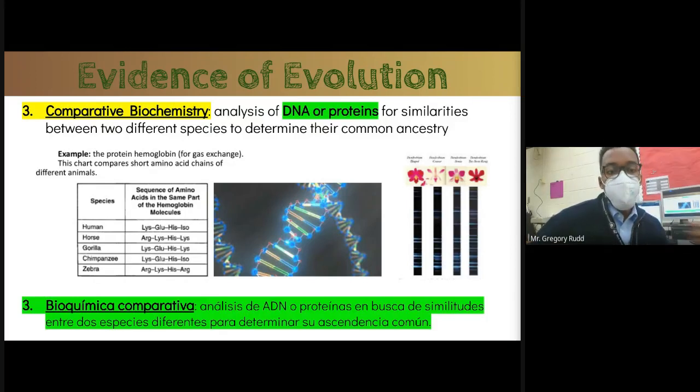All right, so again, we can literally count, and you all will do this as a part of your activity today. You can literally count how many amino acids two species have in common, and you can figure out how closely related they are.